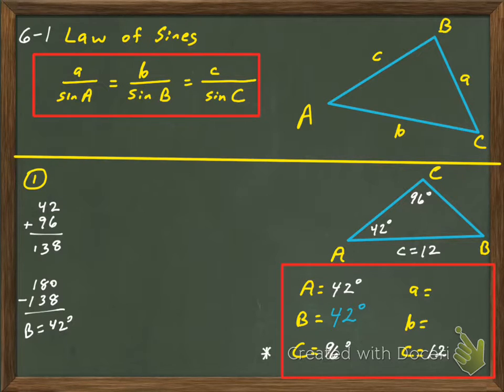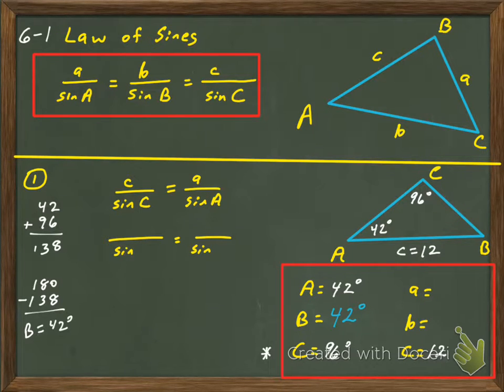Now, to use the law of sines, I think I have to use C over sine of C. Why? Because that's the only side and angle that's given where I have both of them. So I recommend you use that one. And it doesn't matter if we let it equal A over sine A or B over sine B. I'll probably start with A over sine of A. And let's fill in all the information that we know.